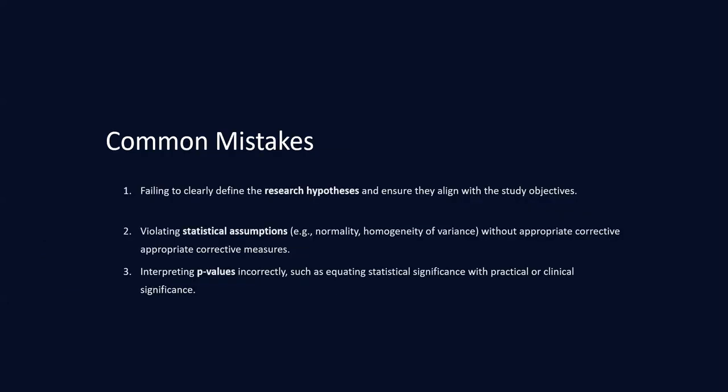And the common mistake is failing to clearly define the research hypothesis. It is very important. If your research hypothesis is not very clear, there is a chance to make mistakes. Ensure they are aligned with your objective. First of all, there is a correlation between your hypothesis and your objective.